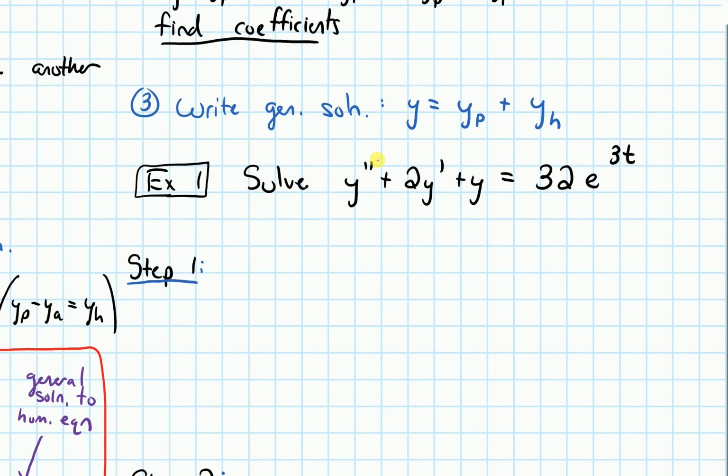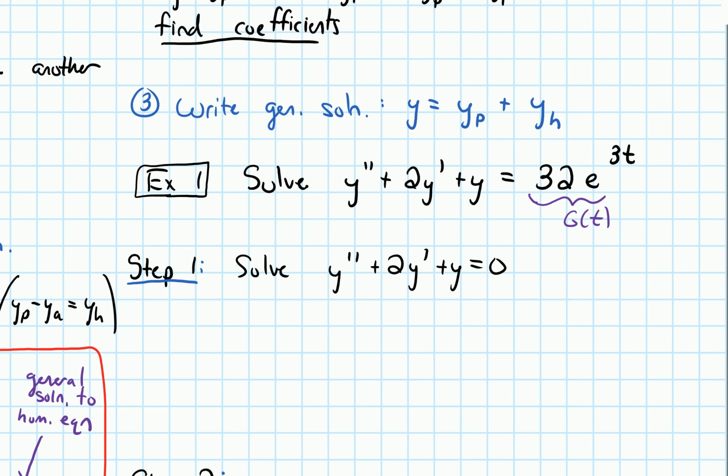So I have y double prime plus 2y prime plus y equals 32 e to the 3t. So the function that we have on the right-hand side here, this is g of t. So our first step is we need to solve the homogeneous equation. So solve y double prime plus 2y prime plus y equals 0.